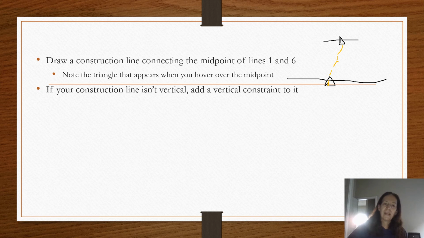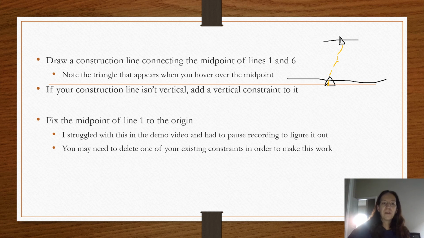If your construction line isn't vertical, then add a vertical constraint to it. Depending on what constraints Fusion put on your drawing, it might already be vertical, but if it's not, go and put a vertical constraint on it. And if you cannot tell, then put a vertical constraint on it. Those of you that are in geometry know that there are certain rules for what you can and cannot assume about a sketch. So you can't assume a line is vertical just because it looks vertical. If you can't tell, put the constraint on there.